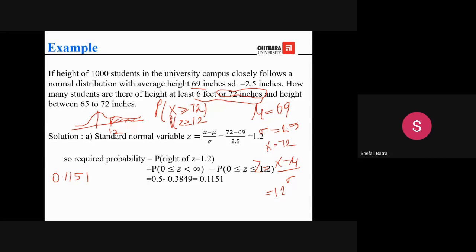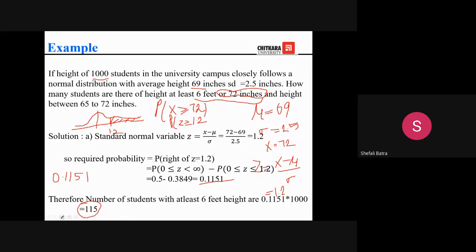Now let's check it. 0.5 minus 0.3849, that is equal to 0.1151. Right? So for the number of students with at least 6 feet height, this is the probability you got. So you'll be multiplying this with the number of students, 1000. And the answer is 115. So this is the number of students having height at least 6 feet. Right? Good, Akash, if you're getting the same. Number of students with at least 6 feet, that is 115.